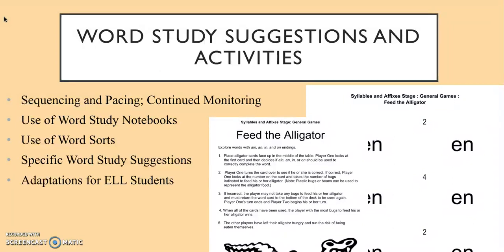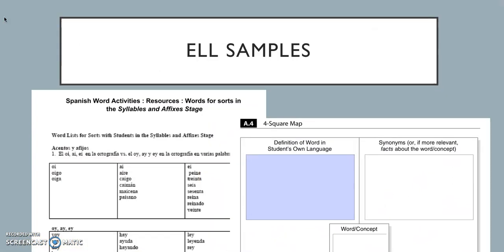You can adapt any of this stuff for your ELL students, but the most important thing to know about ELL students is when you're working with ELL students, you really have to make sure that they understand the vocabulary word you're giving them. So for example, if we look at the Apple and Bushels game and we give them the word bushel, they need to understand what a bushel is. So there are some things you can do to help the students.